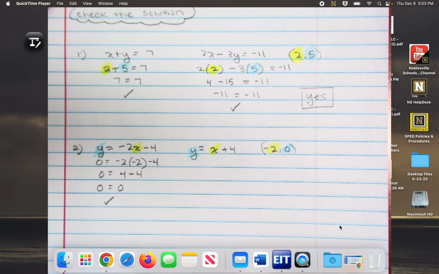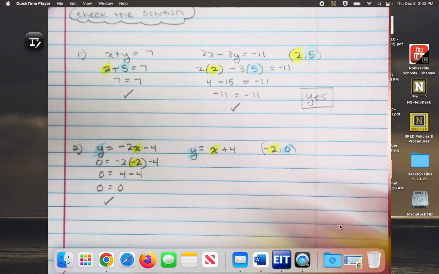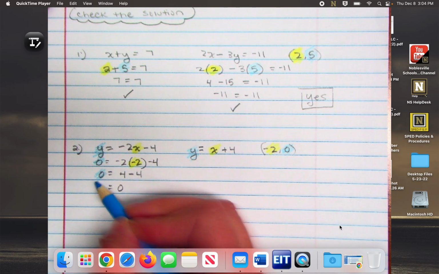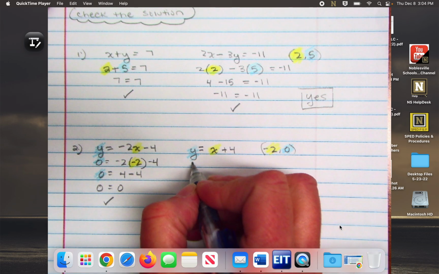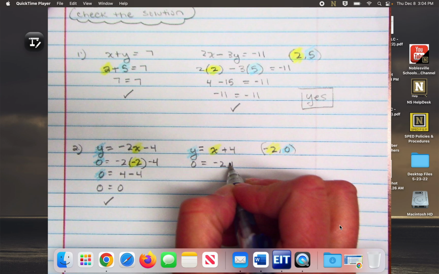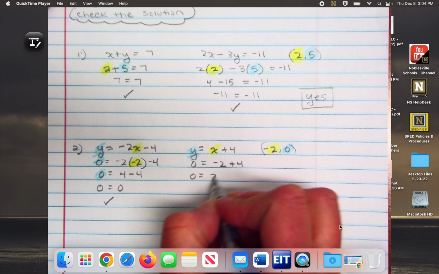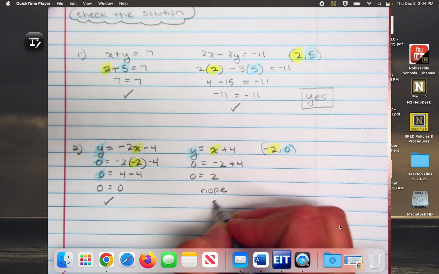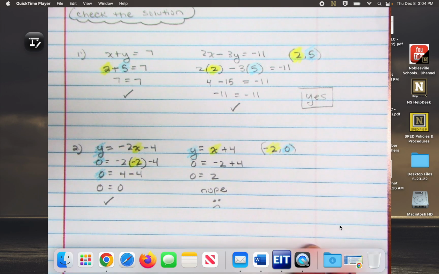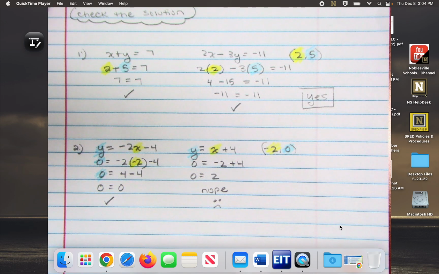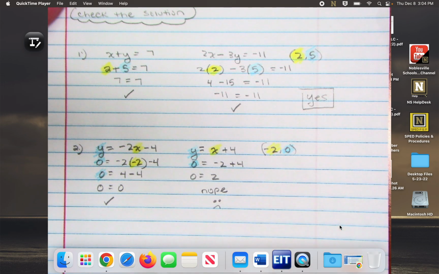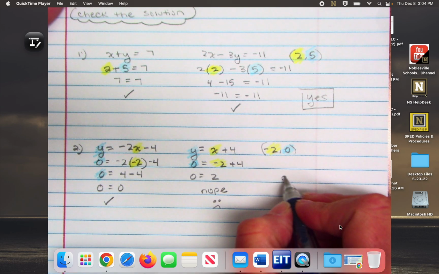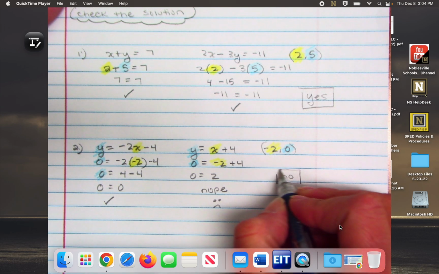So I see here that the first one does work. So I'm going to keep trying with the second one. Second one, no worky. So the second one does not work. So this is not a solution.